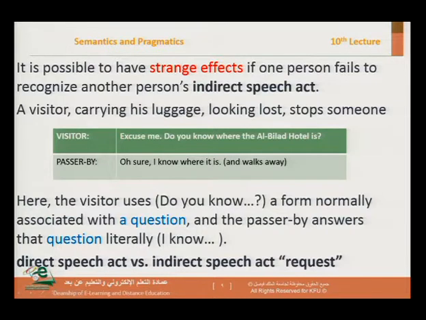Now, what would happen if there is no cooperation between the speaker and the hearer? Meaning, if one person did not recognize what the other person meant, or did not recognize the indirect speech act produced by the other person, most likely he's going to fail to understand the intended meaning. It would be kind of strange and odd. Okay? Now check out this scenario.